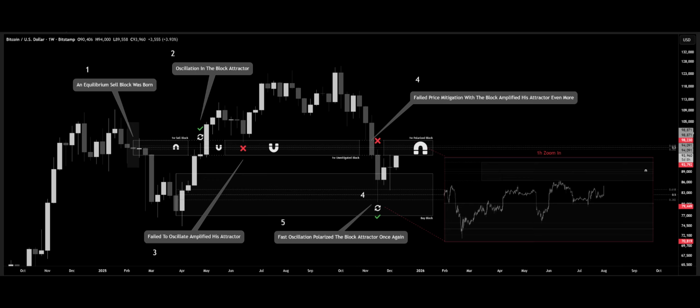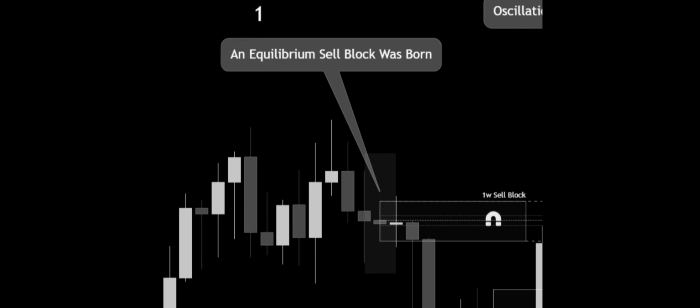Its nature is ambivalent. It can function both as a sell block and as a buy block, because the following candle printed both a higher high and a lower low. The candle itself is an equilibrium candle, a narrow body centered perfectly between two equal wicks. The candle before it and the candle after it are also equilibrium candles, creating a monumental and exceptionally strong price range.